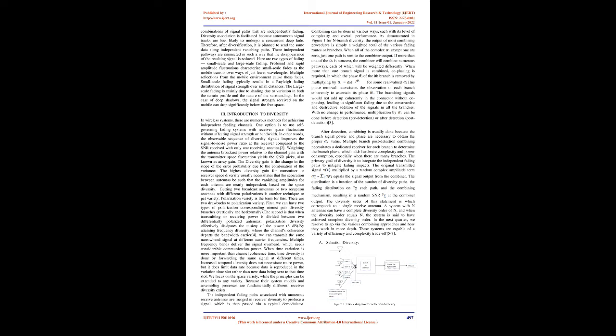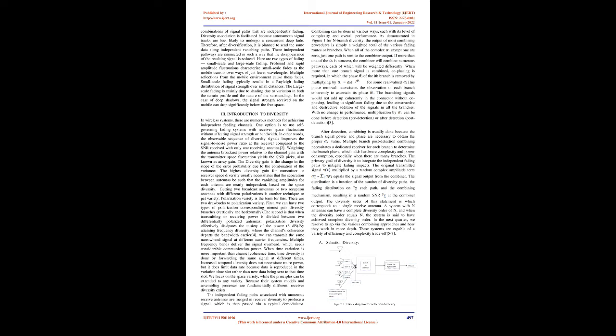The diversity gain is the change in the slope of the error probability due to the combination of the diversity branches. The highest diversity gain for transmitter or receiver space diversity usually necessitates that the separation between antennas be such that the fading amplitudes for each antenna are nearly independent, based on the space diversity. Using two transmit antennas or two receive antennas with different polarizations is another technique to get diversity. This is called polarization diversity.